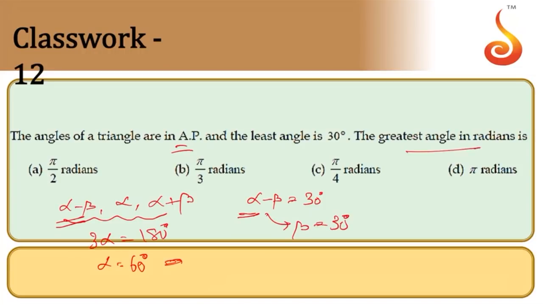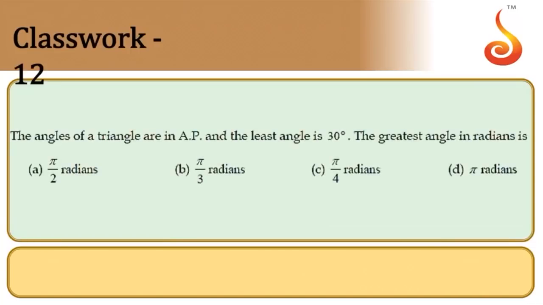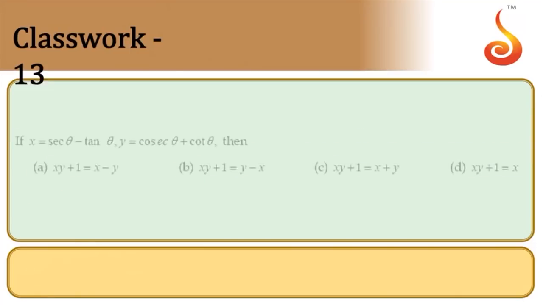Therefore, now the greatest angle is nothing but alpha plus beta, 60 plus 30, which is equal to 90 degrees. So this is alpha plus beta, so this is pi by 2. So the answer is equal to 90 degrees. So the answer is A. So let us consider now the next problem.